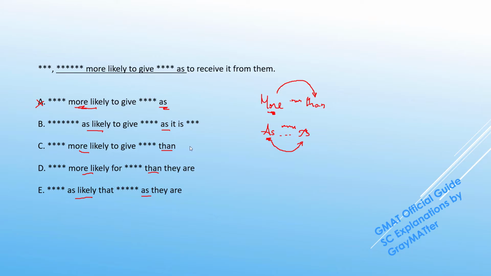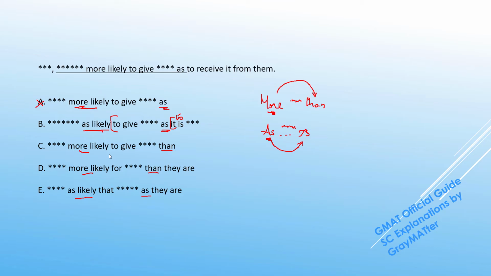But as I said in the beginning, this question is checking for parallelism in comparisons. So how does this work? We just need to see what are parallelly connected in these constructions. So if I say as likely to give, then it would be properly parallel if I said as to do something.